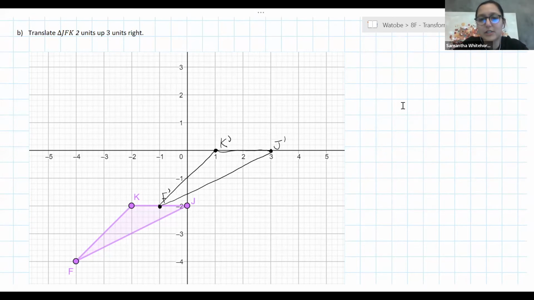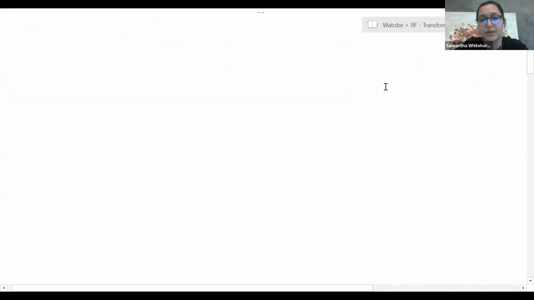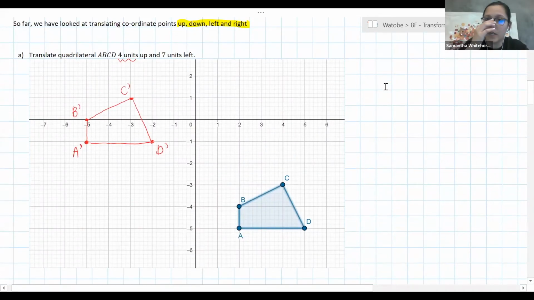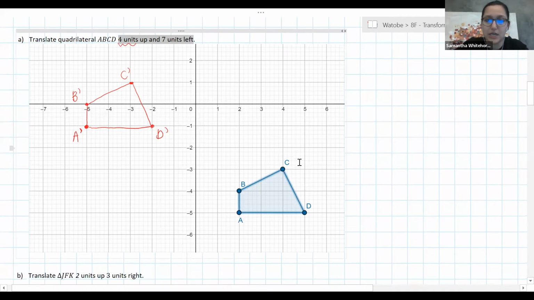Okay, so guys, just to recap this. We have done this lesson already, so please do go and watch the video if you're feeling a bit confused. Basically, what we have already spoken about is the fact that we can move shapes on a Cartesian plane up, down, left, and right. So this shape, we went from the blue shape and we moved it up and to the left according to the instructions given to me, forming my new shape A dash, B dash, C dash, D dash.